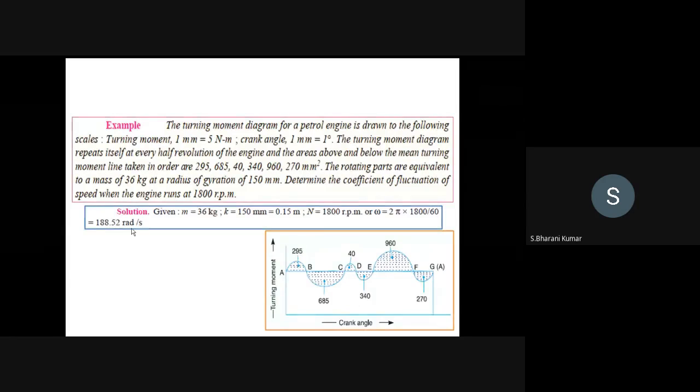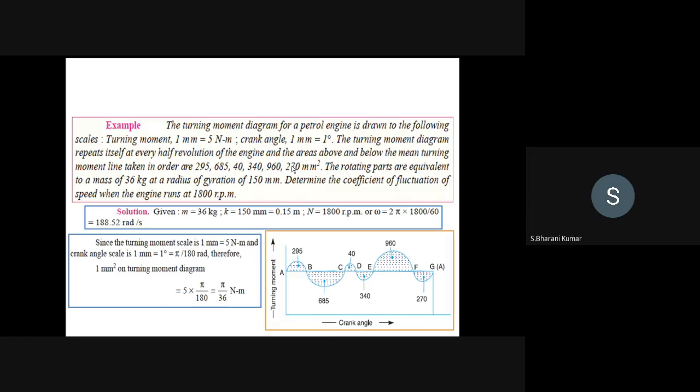These are the diagrammatic view, the graphical representation of the data. The data are given as 295, 685, 40, 340, 960, and 270. That's the same data given here, based on the graphical representation.